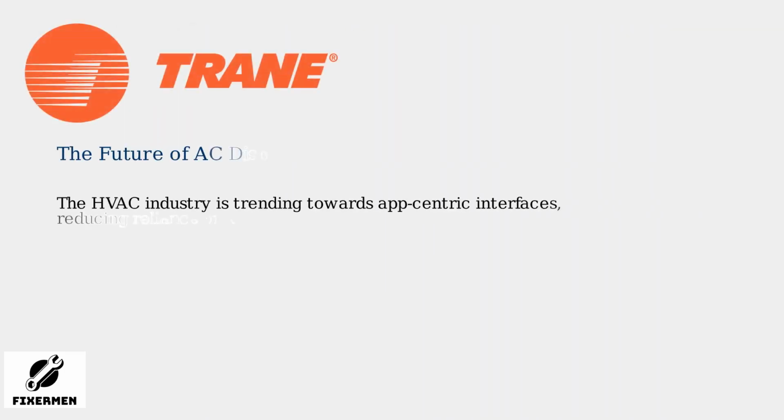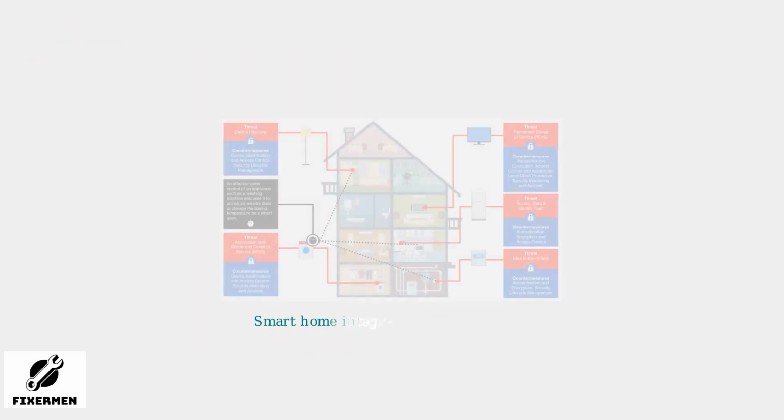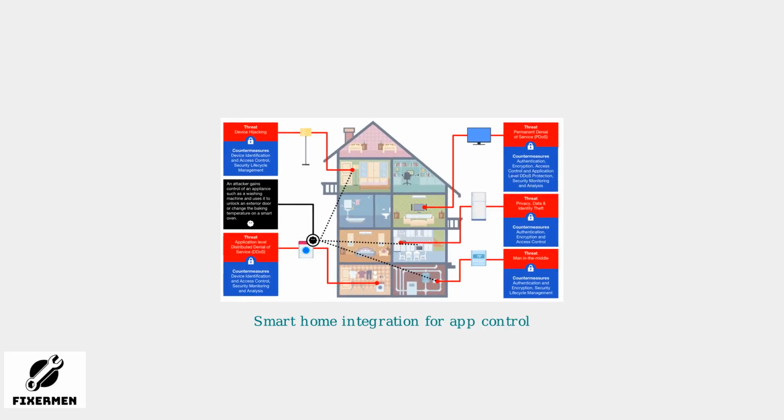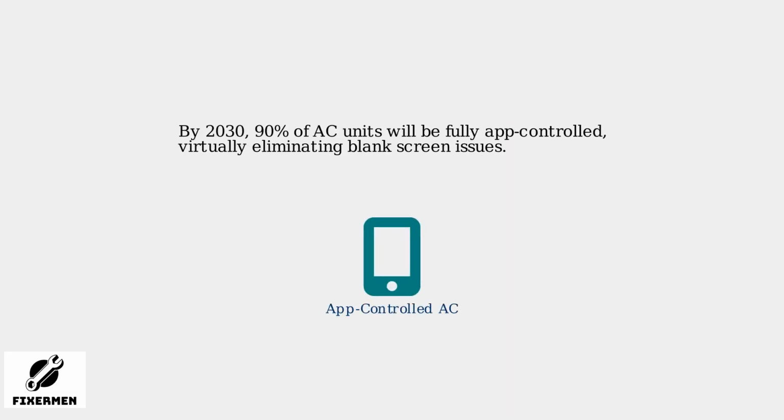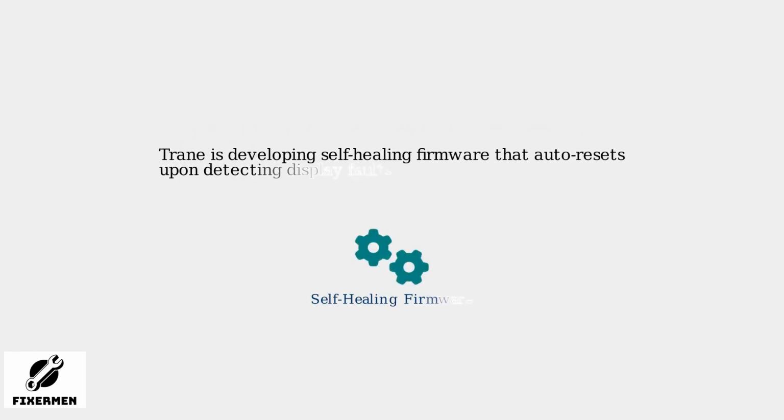The HVAC industry is trending towards app-centric interfaces, reducing reliance on physical displays. This shift allows users to control AC units through mobile apps, making physical displays less necessary. By 2030, it's predicted that 90% of AC units will be fully app-controlled, virtually eliminating blank screen issues. Train is also working on self-healing firmware that auto-resets upon detecting display faults.